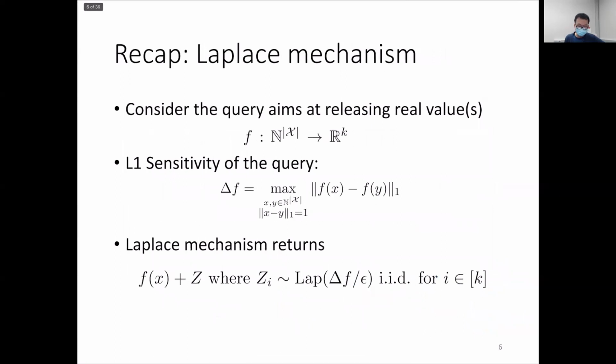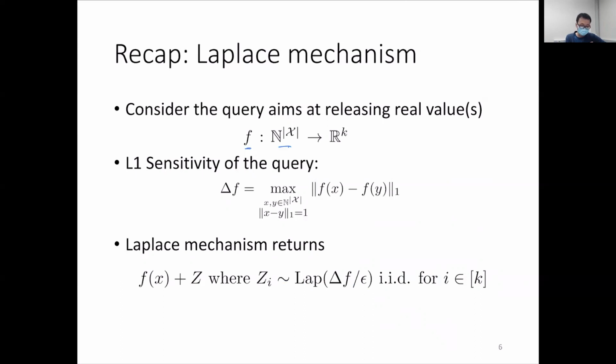Then we introduced the Laplace mechanism. The Laplace mechanism takes a query f, which takes the data set and outputs a numerical value in R to the K. We define the L1 sensitivity of the query, which is the largest L1 distance between f of x and f of y when x and y are neighboring data sets. So you max over all neighboring pairs of data sets, and this is the largest possible perturbation, in terms of the output of this query, from changing one data set into its neighbor.